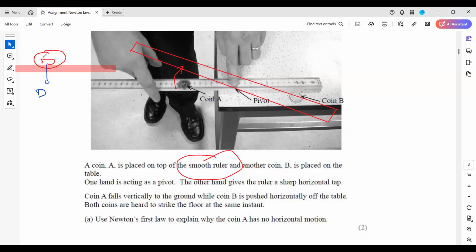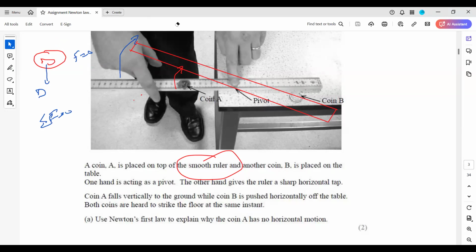So the downward force by the coin balances with the normal contact force, and there's no friction from the ruler. So if there's no friction from the ruler, there's no resultant force. If the resultant force is zero, the coin will not move. But then what will happen as he moves the scale or ruler? Now there is no scale. So as a result, what will happen?